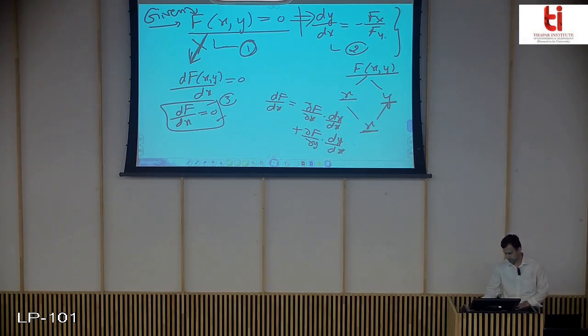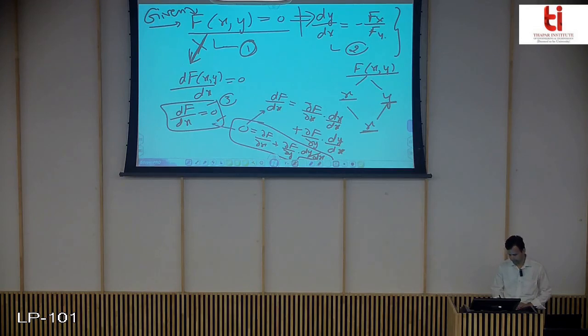So this gives you del f by del x plus del f by del y. Okay, so here it is. Let me write it here. This gives you del f by del x plus del f by del y dot dy/dx. This is equal to 0.